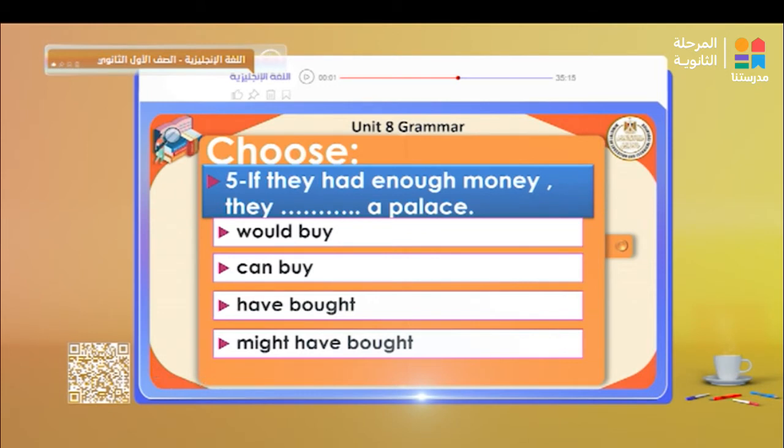Okay, let's look at some examples. If they had enough money, they blank a palace. If they had، هنا عندنا past simple. يبقى هستخدم بقى would, can, have, or might. Of course, when we use the past simple, we use would or could or might plus verb infinitive. يبقى الأوبشن اللي عندنا الوحيد اللي ينفع أختاره هو would buy. طب ليه ما ينفعش might؟ ما هي might موجودة. علشان دي might have. أنا كنت محتاجة might والverb infinitive. يبقى أنا ممكن أستخدم would or could or might plus verb infinitive.